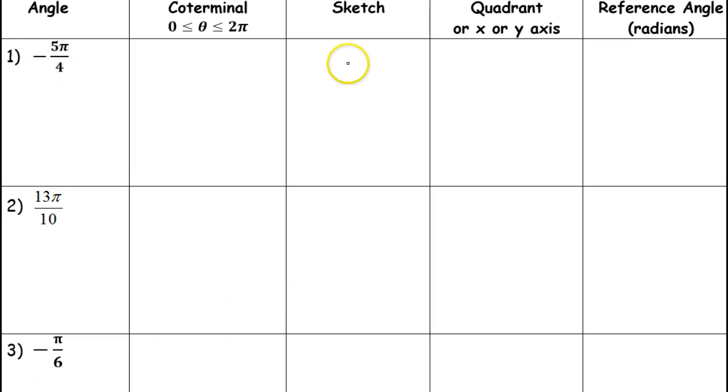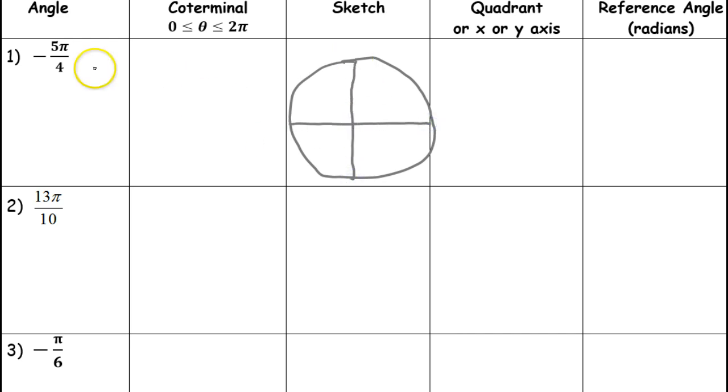Alright, for number one, I'm actually going to start with the sketch. So here's a quick unit circle that I will draw. I'm noticing that we're talking about pi over 4s, so I'm going to go ahead and divide this up into pi over 4s. Of course, pi is a semicircle, so I've divided each semicircle up into 4 pieces. So these are pi over 4.